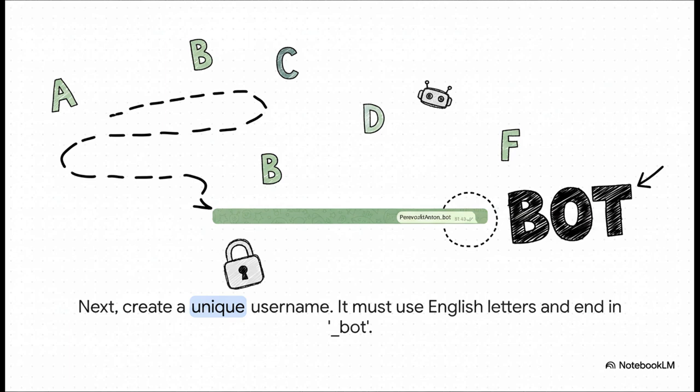And there are a couple of important rules here. First, it has to be totally unique. Second, it can only use English letters. And third, this is the most important part, it absolutely must end with _bot. So something like Dave's Pizza _bot.